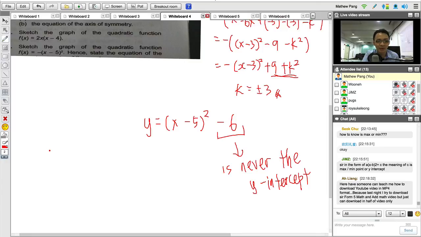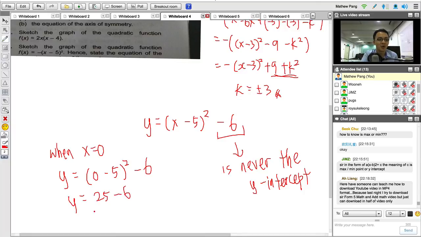Why I say it's not the y-intercept, I can try to do the experiment, because for the y-intercept, x always equals 0. So I make x equal to 0. You can see y equals 0 minus 5 squared minus 6. So y will equal 25 minus 6. The y-intercept equals 19. See? If you straight away take negative 6 as your y-intercept, you got it wrong because the y-intercept is 19.